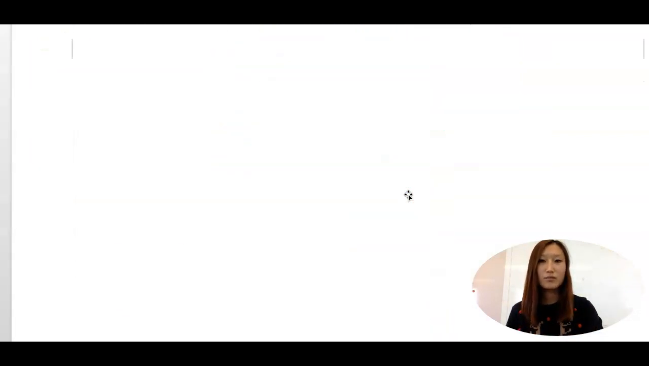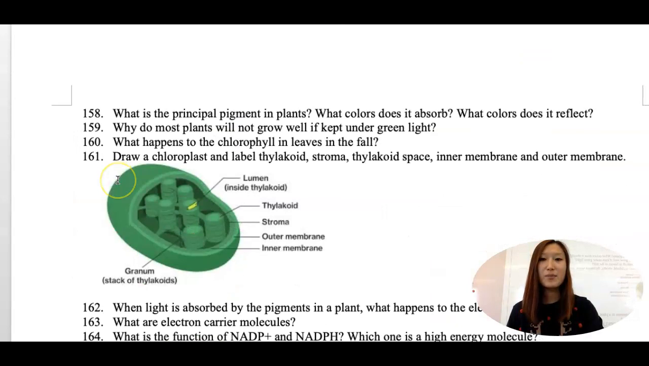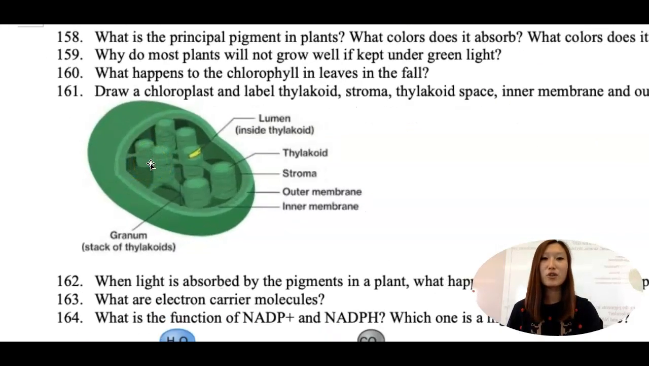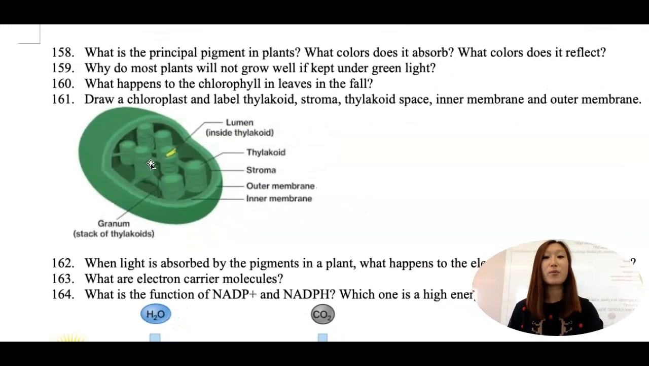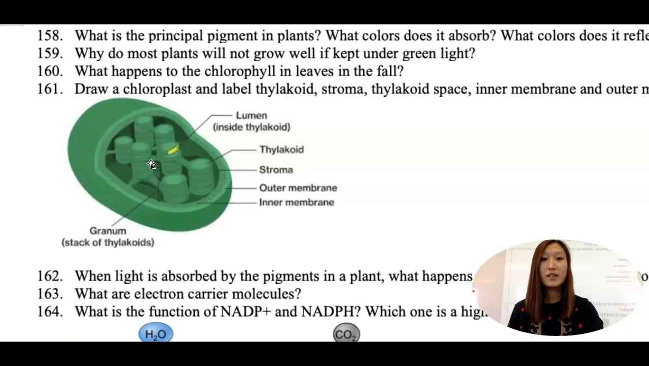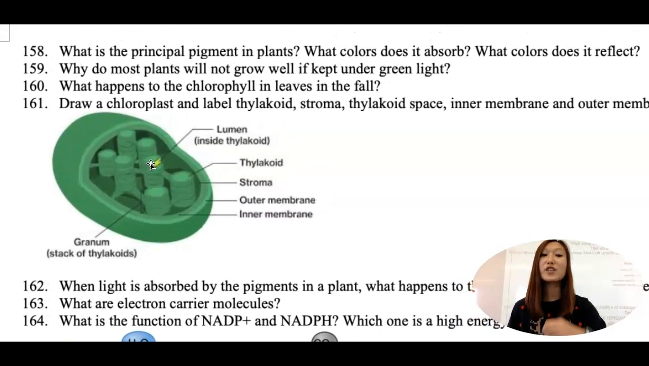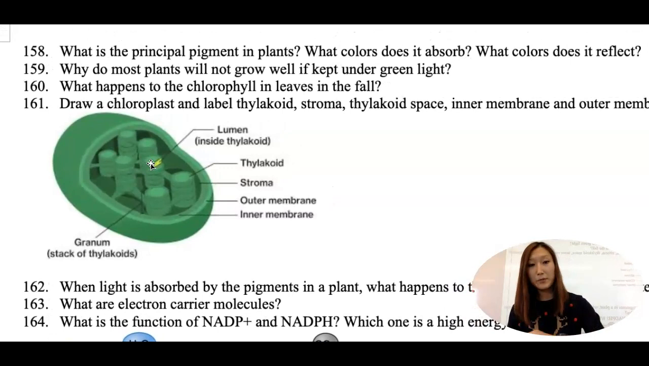All right, moving on. What is the principal pigment in plant? Again, it's called chlorophyll. Don't confuse it with chloroplast. What color does it absorb? So chlorophyll is green, which means it absorbs almost all the colors except for green color. So when you see green color, that's actually green color being reflected from the chlorophyll, and all the other colors are being absorbed.